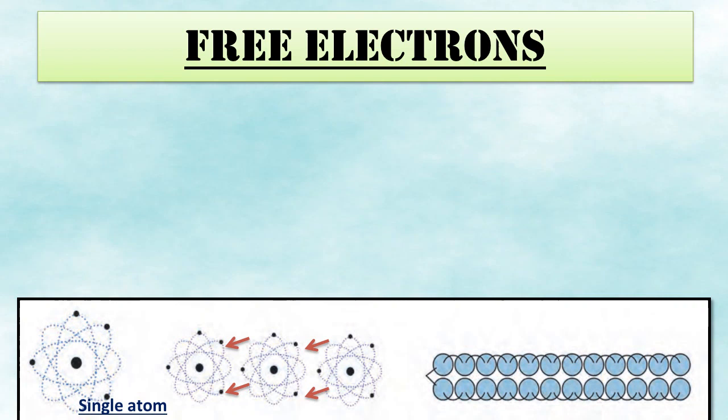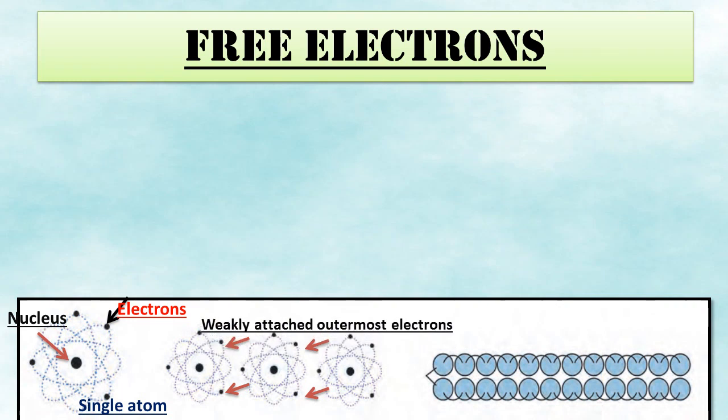Here you can observe a single atom. In a single atom, at the center there is the nucleus, which is positively charged, and around the nucleus the smaller dots you can observe are the negatively charged electrons revolving around the nucleus. The electrons which are present in the last orbit, the outermost orbit, as I have shown with the arrow, are weakly attached outermost electrons.